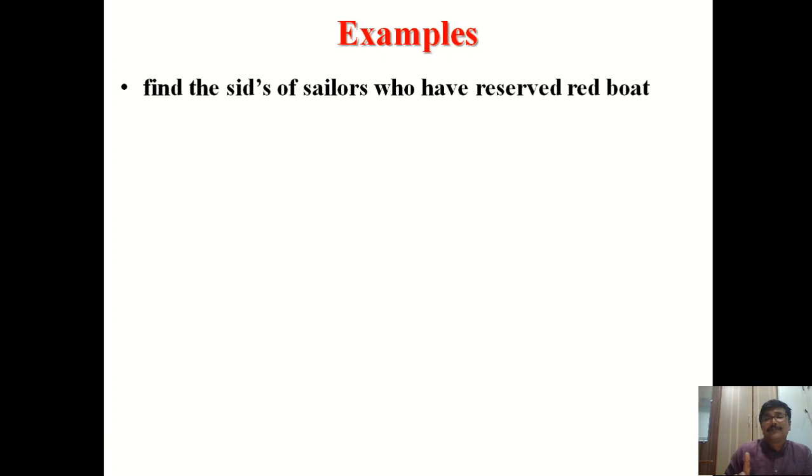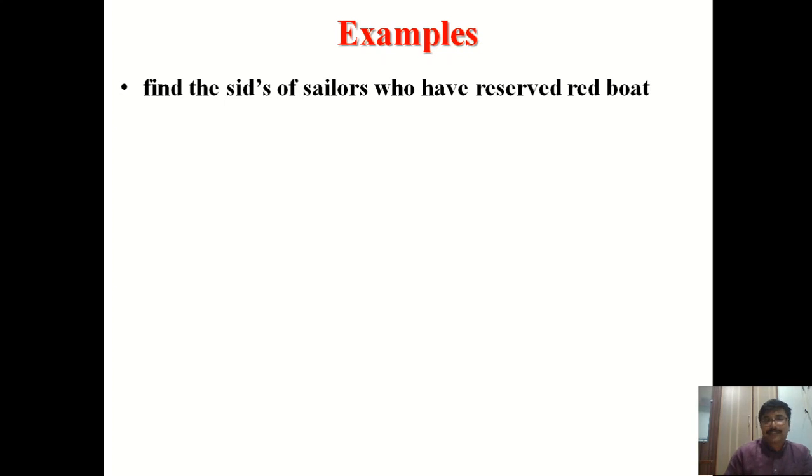So we need one table called the reserves table, because SID is available on the reserves table, and the reservation details are also available there. And one more thing is the red boat. We need to compare the boat color, which is available on the boats table. That's why we need one more table called boats. So boats and then reserves. Other than this, we need no other relations.